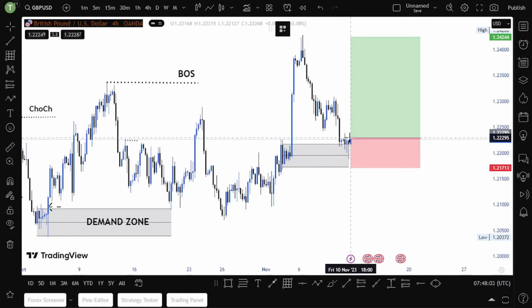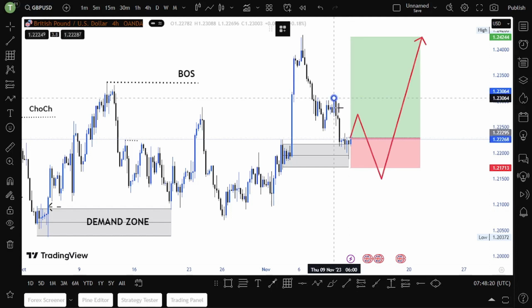GBP USD likes this deeper pullback. It might pull back and then it buys. So I might see this happening. We might see something like this. Then we get a small sell into the demand zone, and then we just aim for a 1 to 3 risk reward ratio back to this zone here. So I might see something like this.